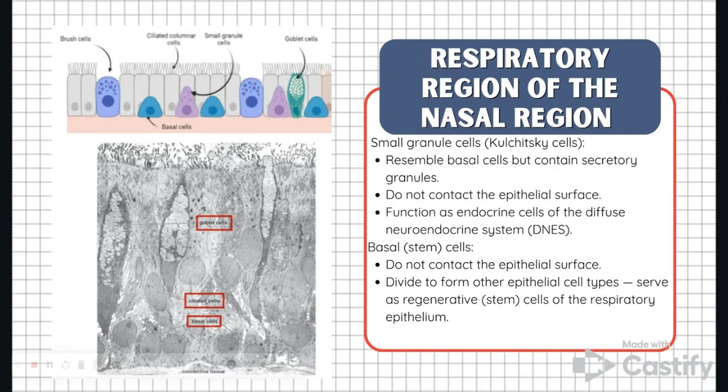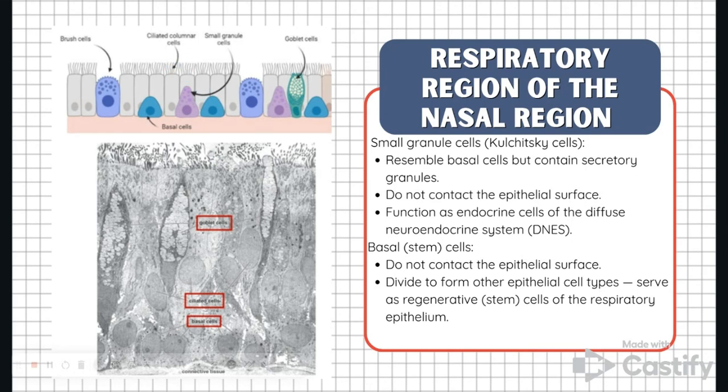Now, I want to talk about two different types of cells. We're going to have small granule cells and basal stem cells. From the name, small granule cells are going to contain granules. They resemble basal cells that contain secretory granules. As you can see, they're the purple ones here. See these little dots inside? These are the granules. They function as an endocrine cell for the diffuse neuroendocrine system. We have not talked about that yet, but it's just for you to notice. They release granules, and when we talked about the respiratory system having endocrine qualities, this is what we meant.